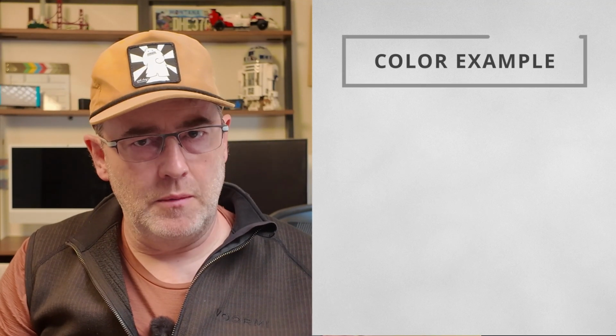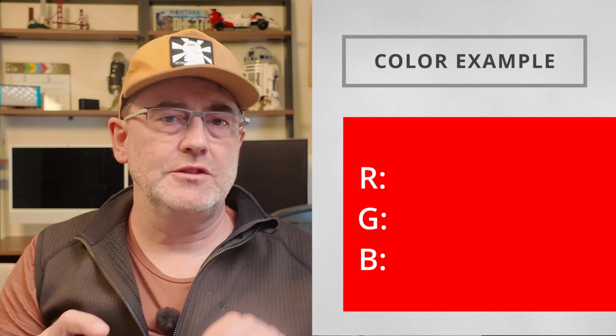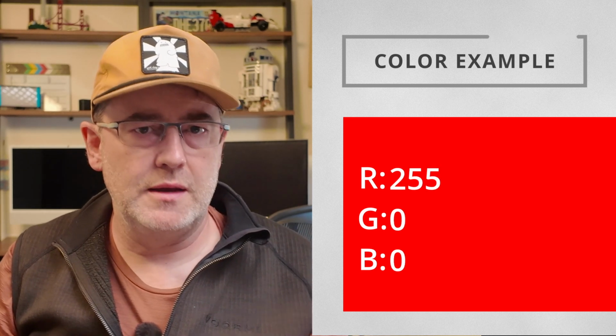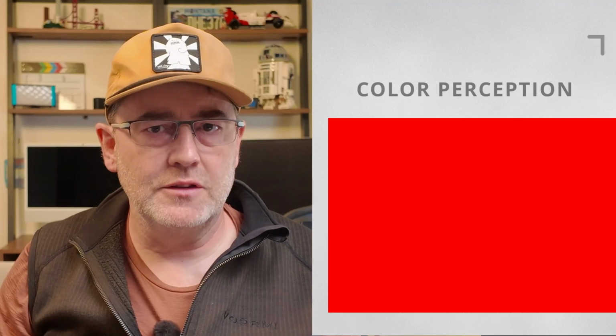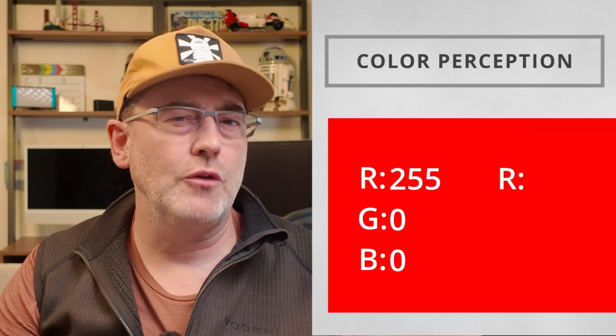Pure red, by the numbers, in the RGB color space is defined as 255, 0, 0. That's 255 for red, 0 for green, and 0 for blue. Now let's focus even further on just the red value. How far can we move that red value before an average person will be able to detect that one red is different from another red?